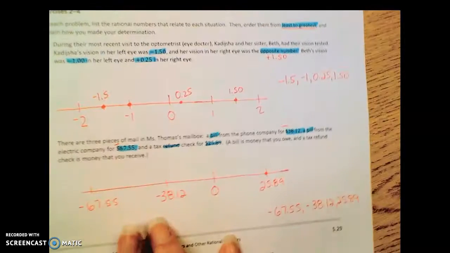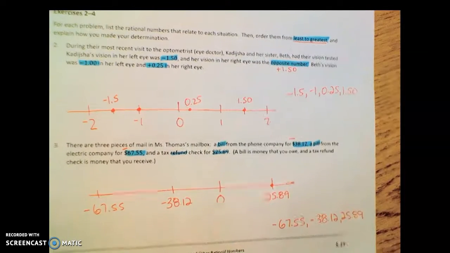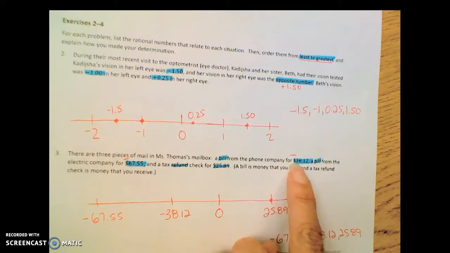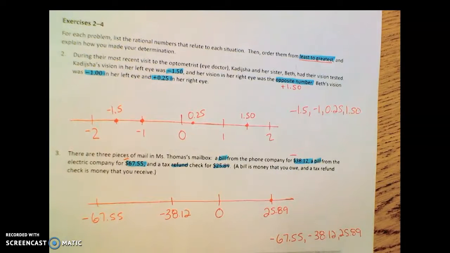On the next one, we had to decide if bills and refunds are negative numbers or positive numbers. Since a bill is money that you owe, it would be negative numbers. It's subtracted out of your bank account. And a refund is something that you receive or get back, so your bank account would go up. Those are good things. So again, we had the bills, negative 38.12 and negative 67.55, and a positive 25.89.